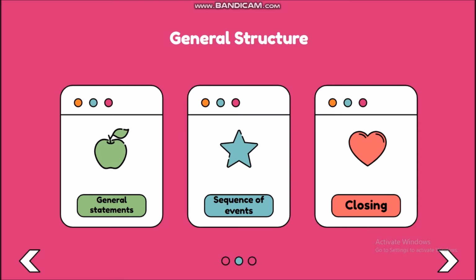This is where you end your text with the conclusion of what has been told in the whole text in brief. Sometimes, an explanation text doesn't have a closing because the conclusion is already made in the end of sequence event.